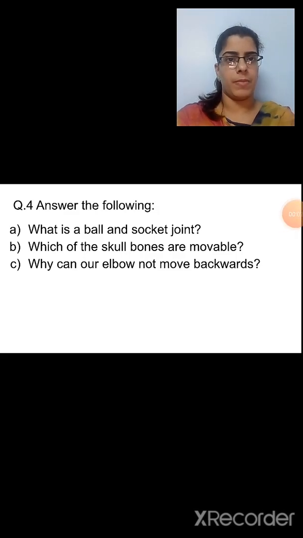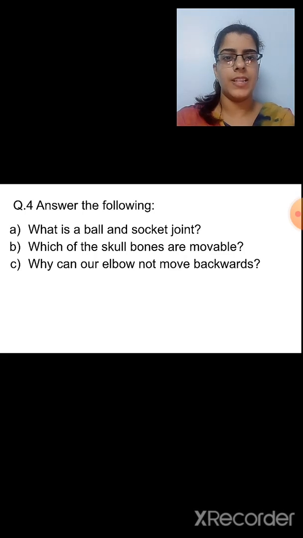Now let's see question number 4, that is answer the following. First question is, what is ball and socket joint? How is the structure of ball and socket joint? In ball and socket joint, the rounded end of one bone fits into the cavity, that is the hollow space, of the other bone. Such a joint allows movement in all directions. This joint is known as ball and socket joint.